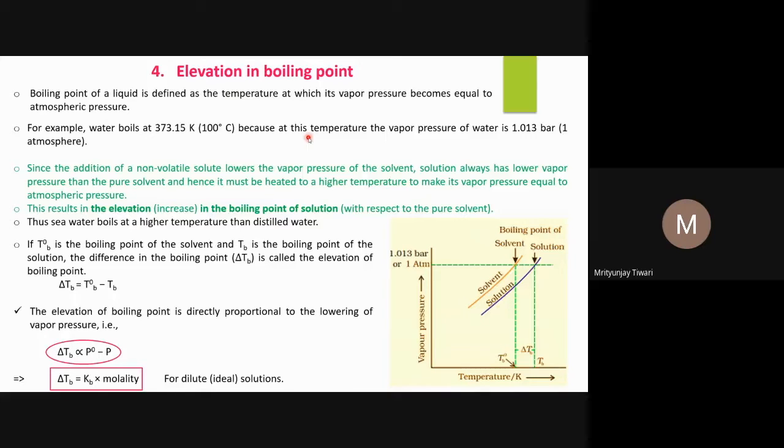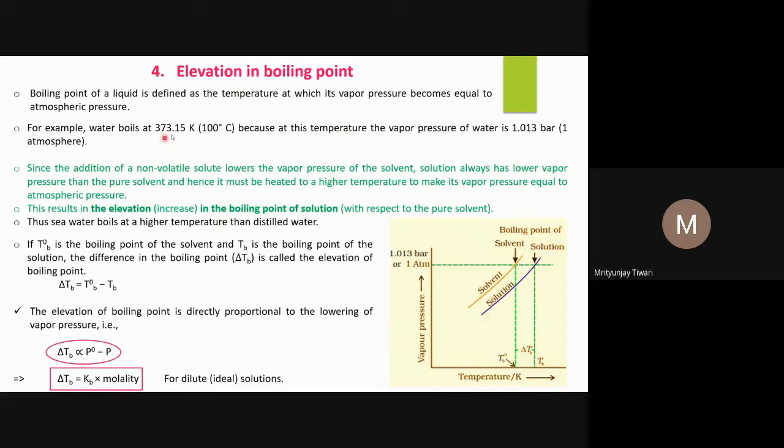And suppose you add a small amount of non-volatile solute, what you observe is that the vapor pressure decreases. So the vapor pressure of the solution is now less than 1 atmospheric pressure. To get that pressure back, what will you have to do? You will have to further heat that solution, so it will go to a higher temperature. The temperature will be raised, and by whatever amount it is raised is called the elevation in the boiling point.